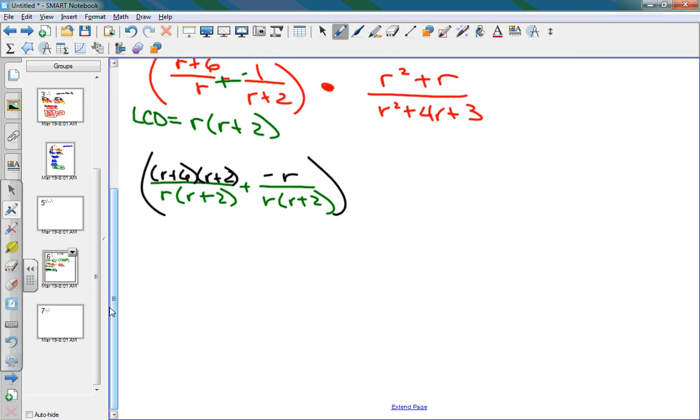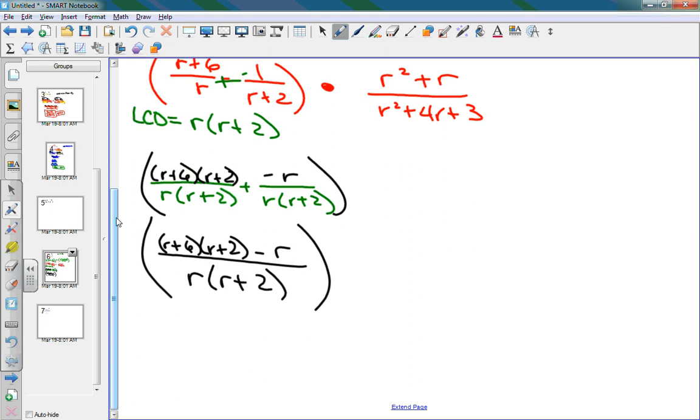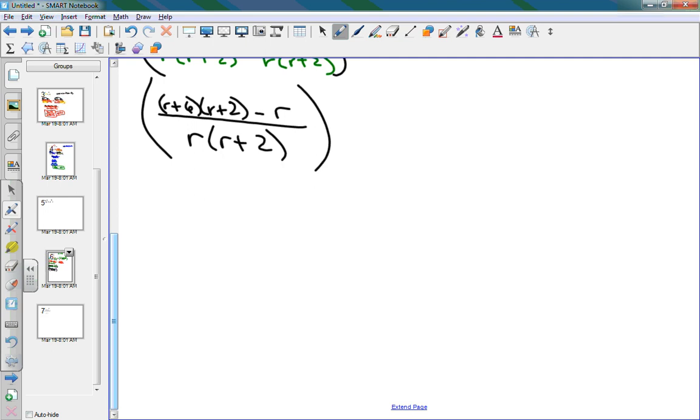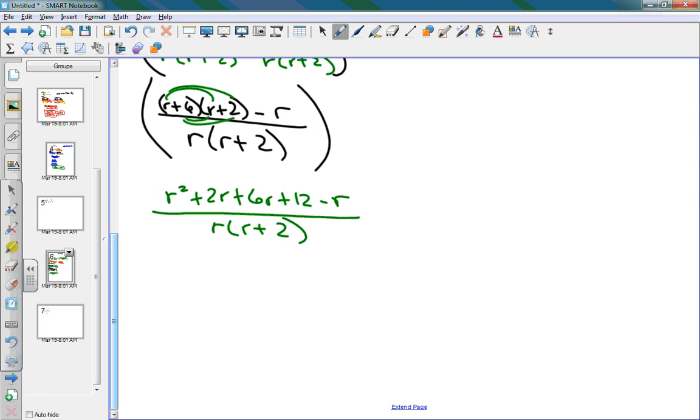So now, do I have the same denominators? Yes. So they are engaged, correct? Yep. So what do? Marry them, make them one fraction. So that's going to give me r plus 6 times r plus 2 minus r. Now what? Not even worried about that one yet. Don't worry about that second part of it yet. What should I do? Foil that. FOIL. So that's going to give me r squared plus 2r plus 6r plus 12 minus r all over r times r plus 2.